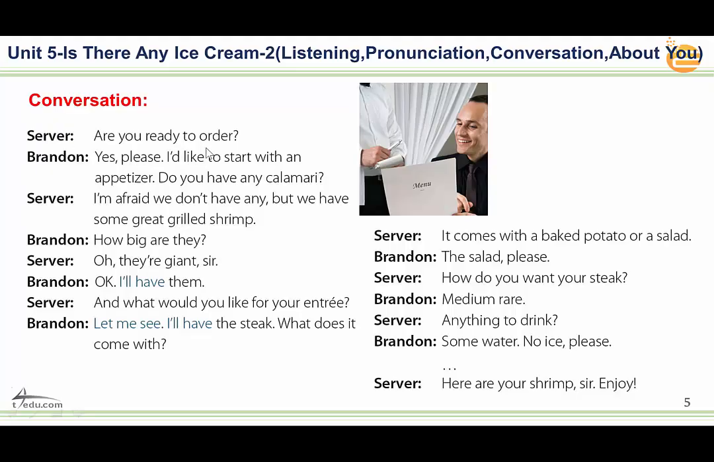The server: Are you ready to order? Yes, please. I'd like to start with an appetizer. Do you have any calamari? I'm afraid we don't have any, but we have some great grilled shrimp. How big are they? Oh, they are giant, sir. Okay, I'll have them. And what would you like for your entree? Let me see. I'll have the steak. What does it come with? It comes with a baked potato or a salad. The salad, please. How do you want your steak? Medium rare. Anything to drink? Some water. No ice, please. Here are your shrimp, sir. Enjoy.